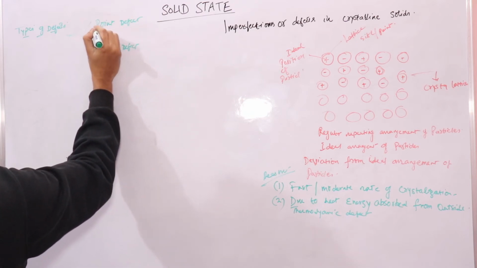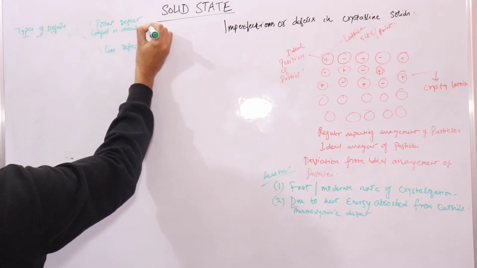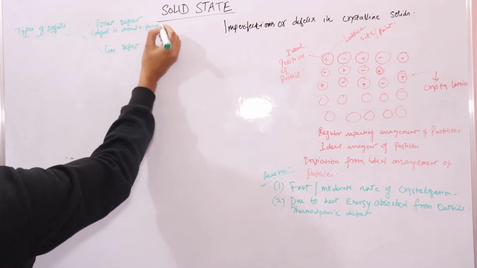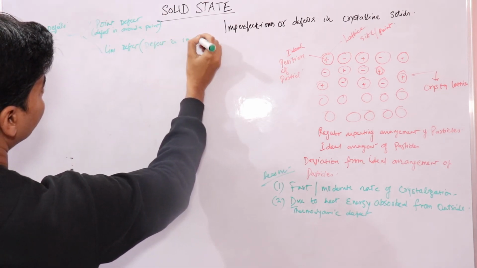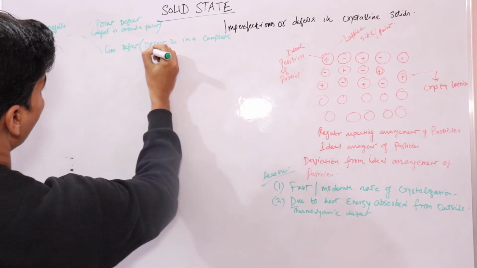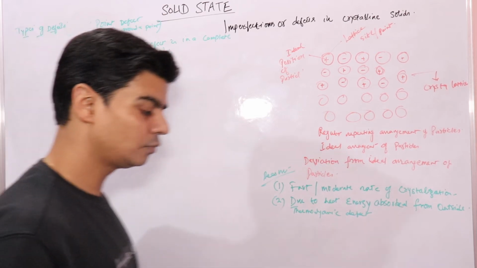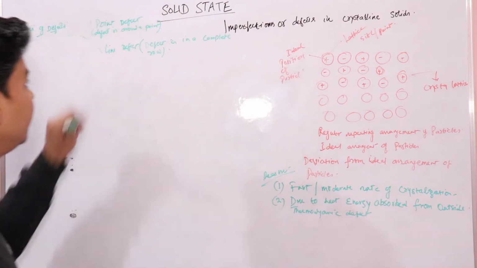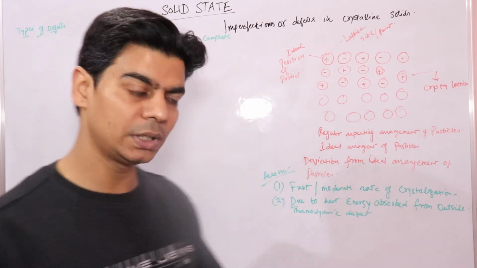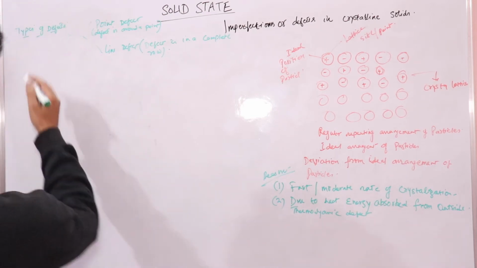A point defect is when the defect is around a point. And what is a line defect? A line defect is when the defect is in a complete row. Now we'll concentrate on point defects, not line defects. Point defects are further classified into stoichiometric defects, non-stoichiometric defects and impurity defects. We will be studying these in detail.